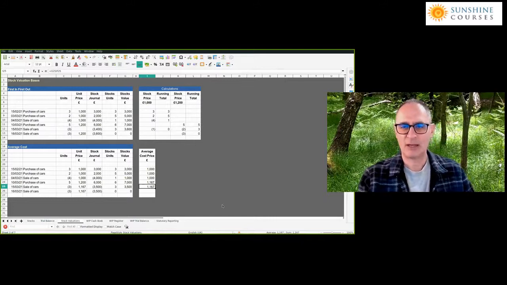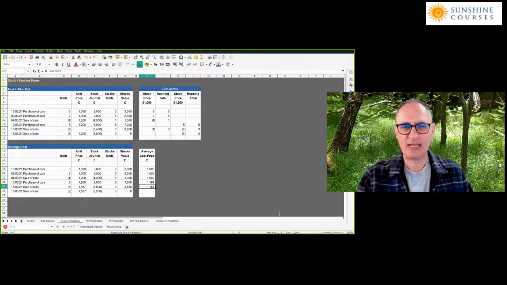So the average cost price tends to be easier if you're not keeping track of stock on an item by item level. It's much easier to keep track of manually. But what you're doing is you're creating the figures so that you can then create the journals to put through the accounts. And we see that in the trial balance and the spreadsheet format and the computerized accounts.